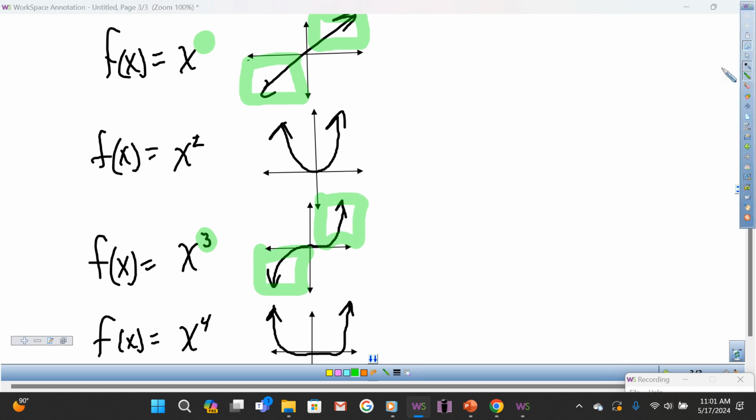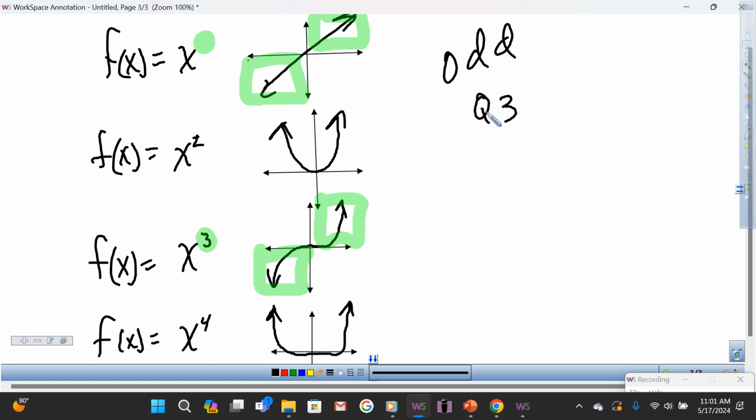Now, what kind of exponents are those, everyone? These are odd. Where do they start? Quadrant 3, down here. And where do they end? Quadrant 1. Get off those phones. Stay focused. Here goes.